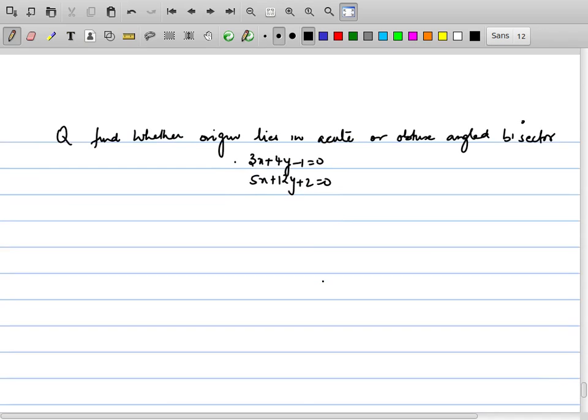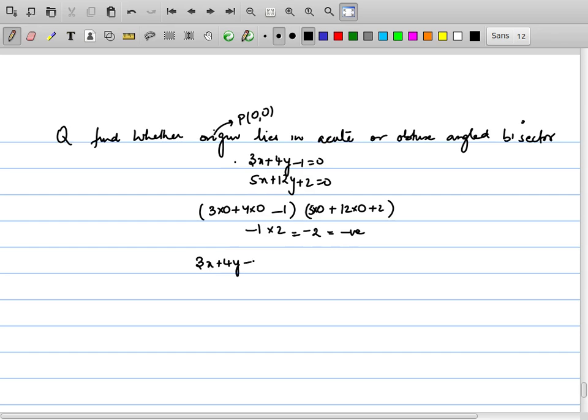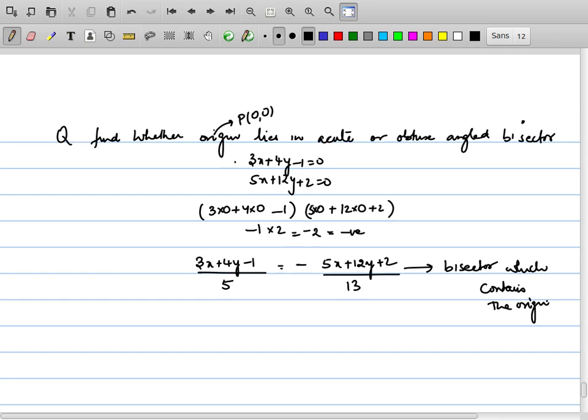Yes. Now, we want to find whether the origin lies in the acute angled or obtuse angled bisector. Now, this is the point 0, 0. Therefore, what we do is substitute this value in the equations by bringing all the terms to one side first. 3 into 0, 4 into 0, minus 1; 5 into 0, 12 into 0, plus 2. This is minus 1 into 2, which is minus 2. Now, minus 2 means negative sign. Therefore, we will have to take the negative sign while solving the equations to get the bisector. This is the bisector which contains the origin.